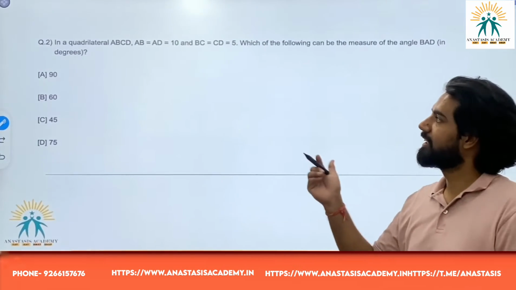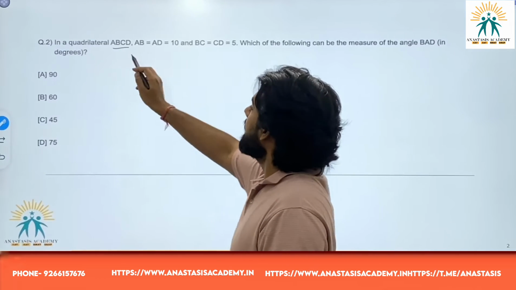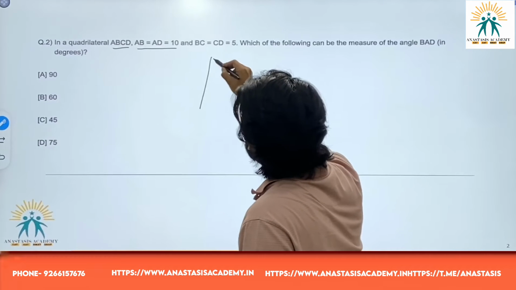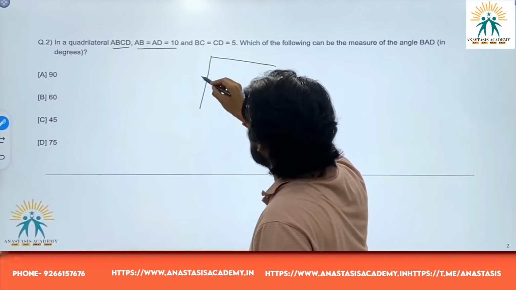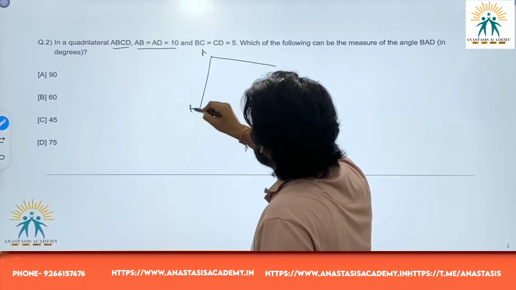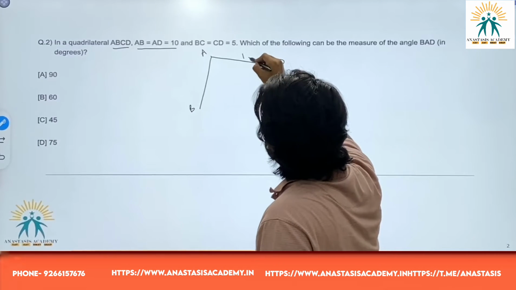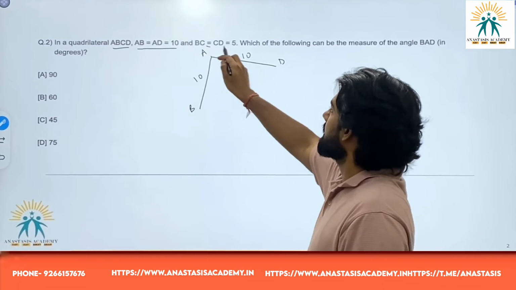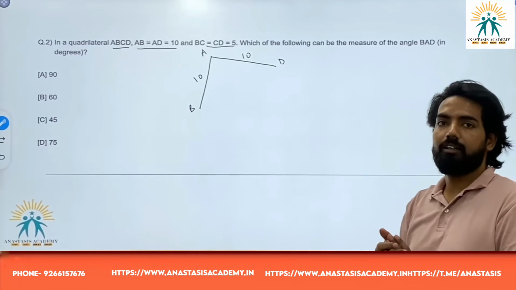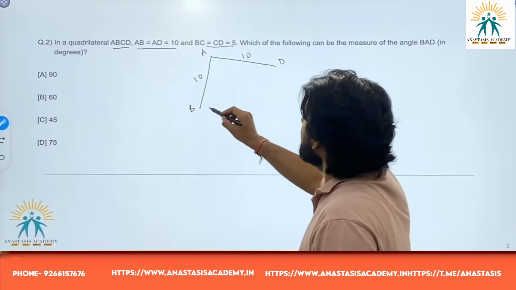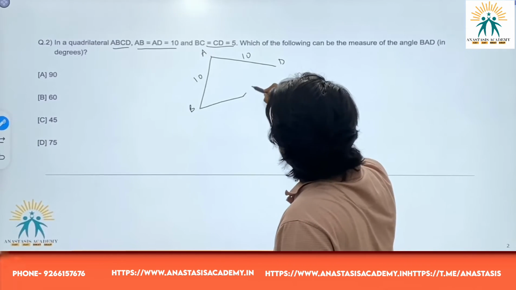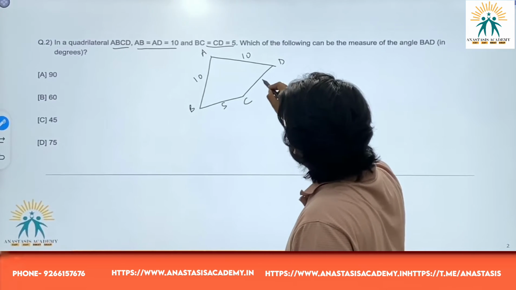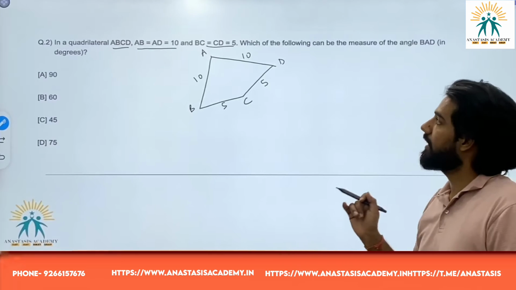Let's see this question. In a quadrilateral ABCD, AB is equal to AD is equal to 10. So it is given that this is some quadrilateral in which side AB is equal to side AD, which is 10 and 10. And BC is equal to CD, the other pair of sides. That is, this and this are also equal. So it is given that BC is equal to CD and these lengths are 5 and 5.